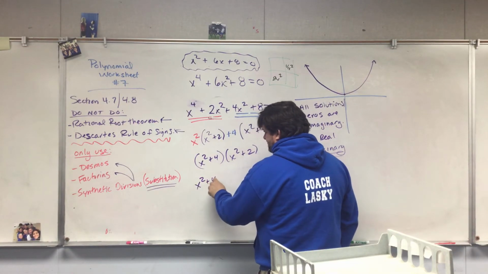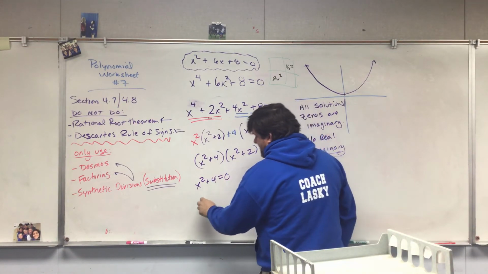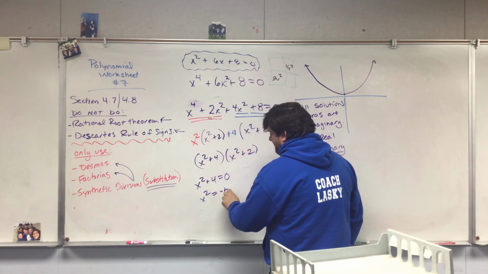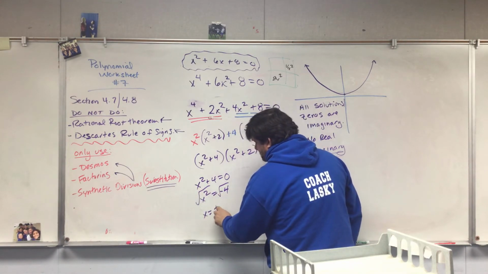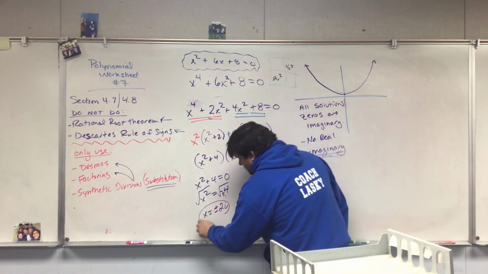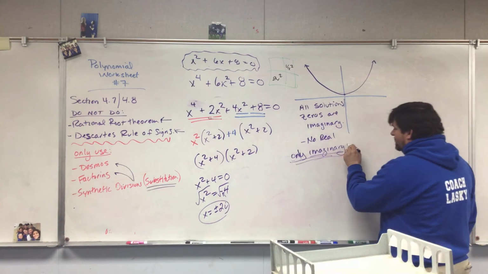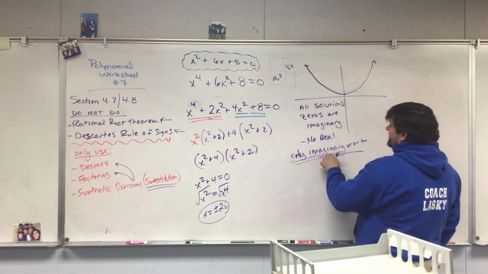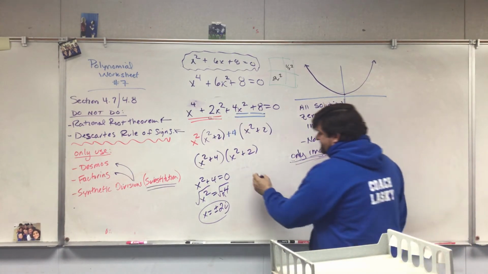X squared plus 4 equals 0. That means x squared equals negative 4. If I took the square root of both sides, I get x equals plus or minus 2i because of that negative. Look at 2i, they're imaginary. Only imaginary answers. I'm proving the fact that this only has imaginary answers.